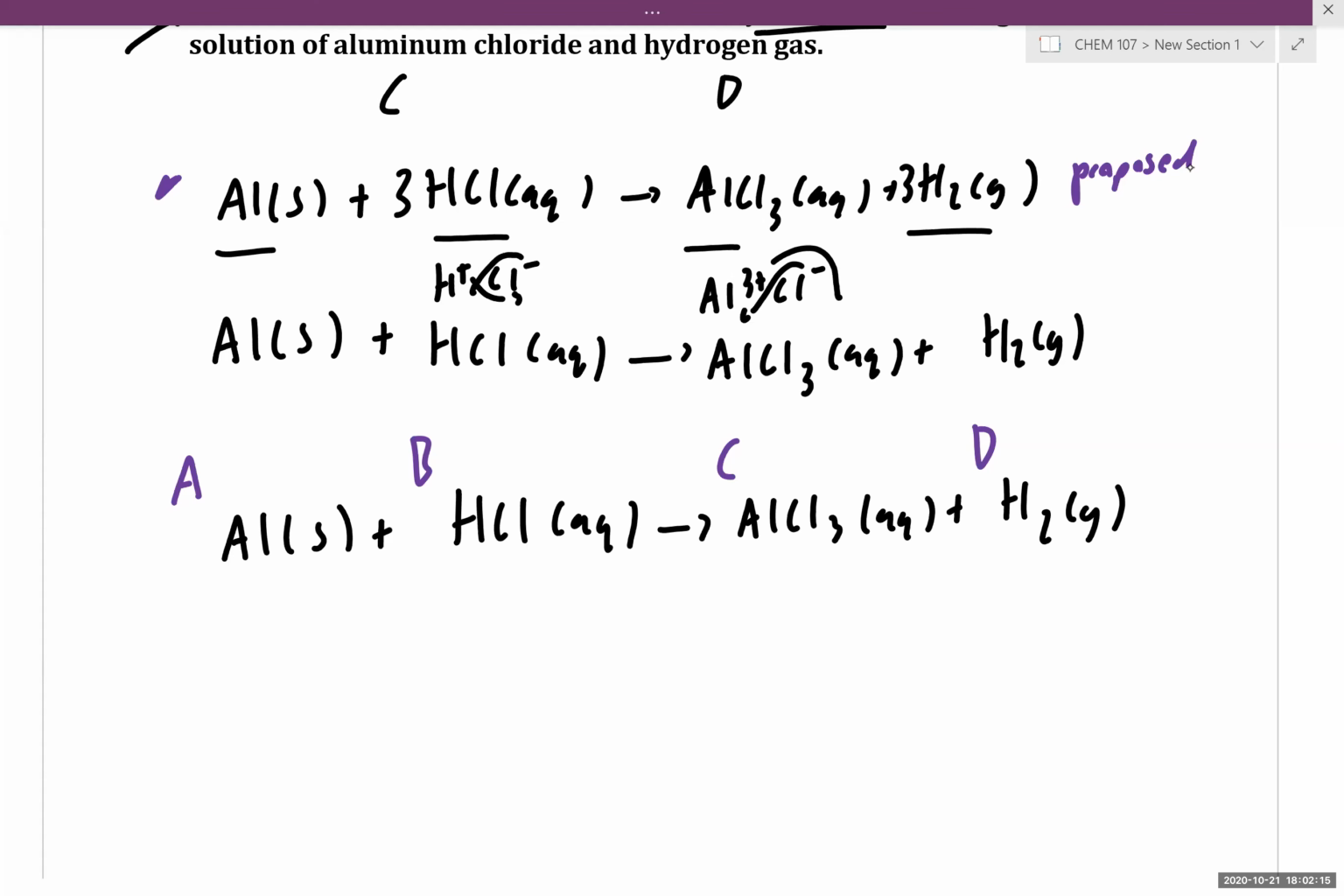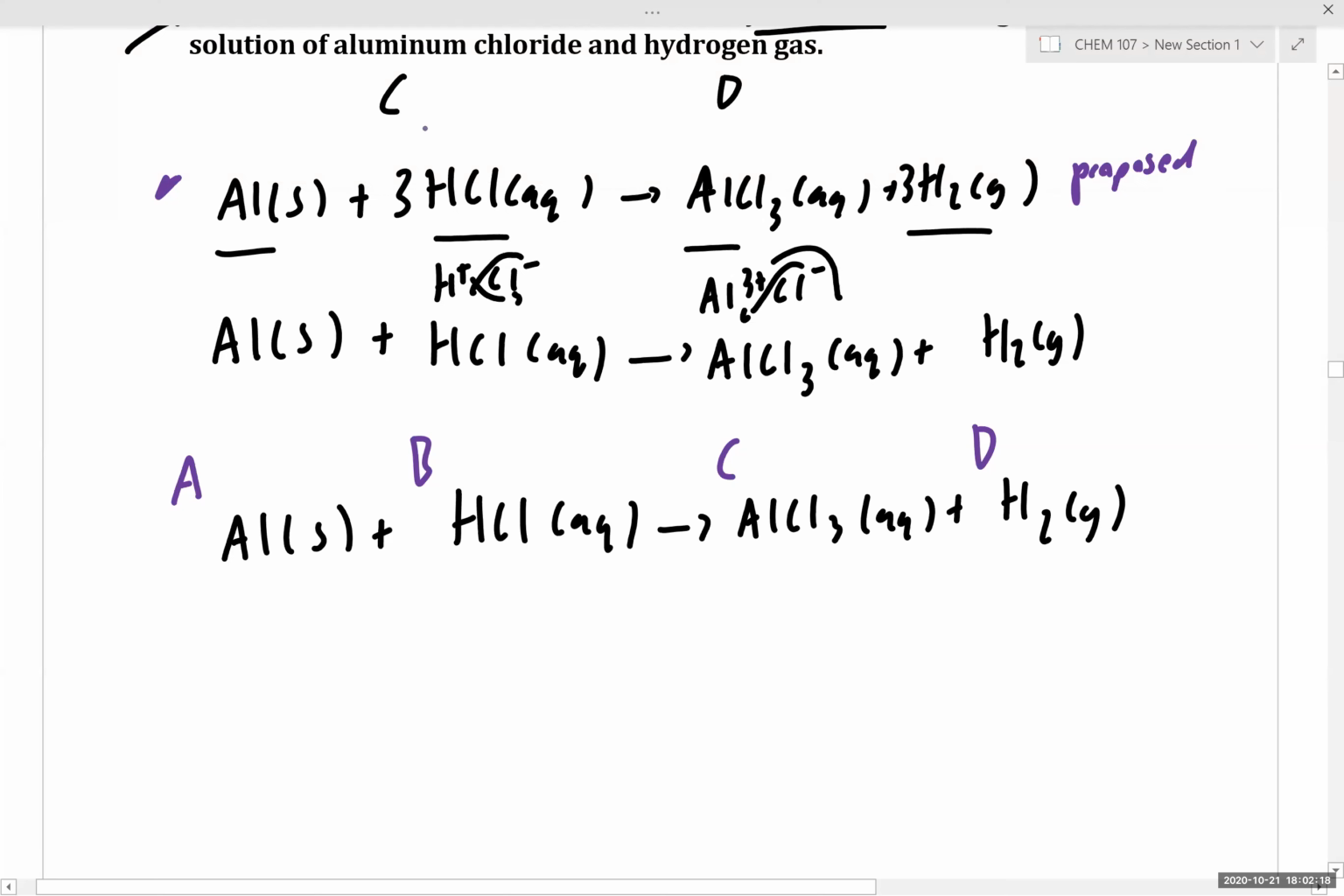So we have the following student proposals in the chat for this balanced chemical equation. Does anyone have an alternative proposal for the balanced equation? Do you agree with the proposed balanced equation? Do you disagree? Let's try to share a little bit of our comments and we'll discuss in about another minute and a half.